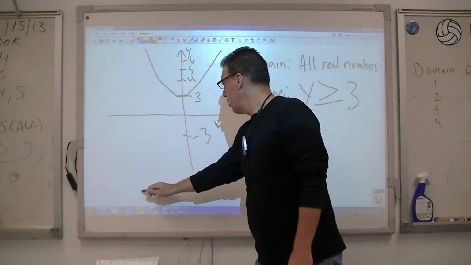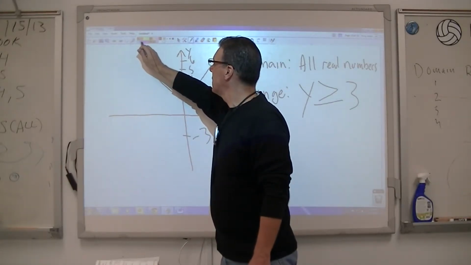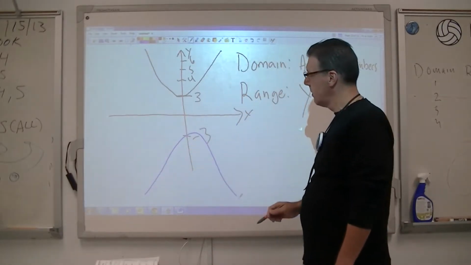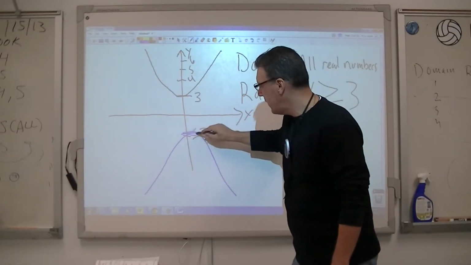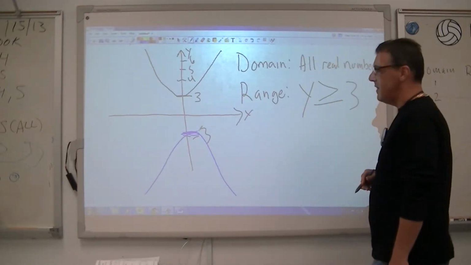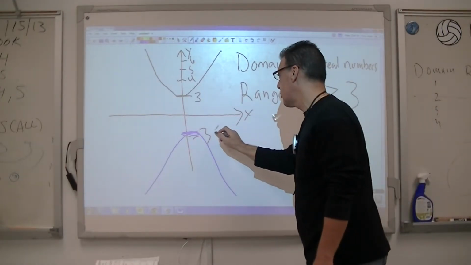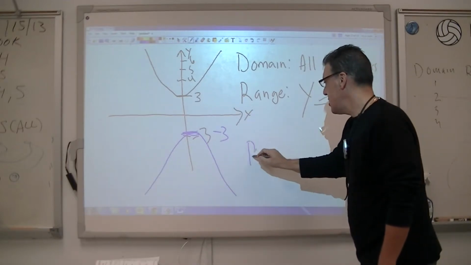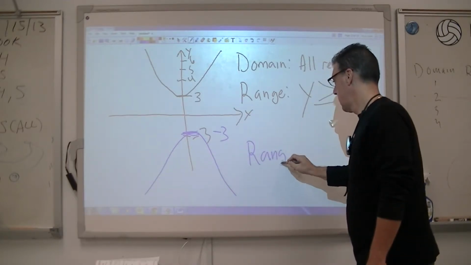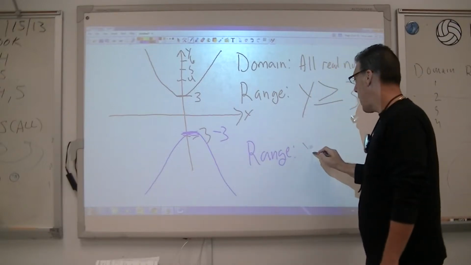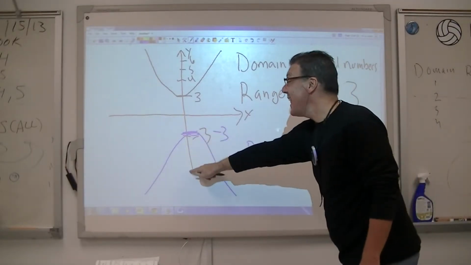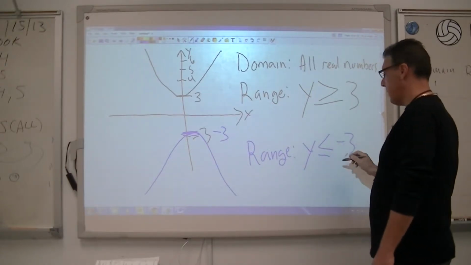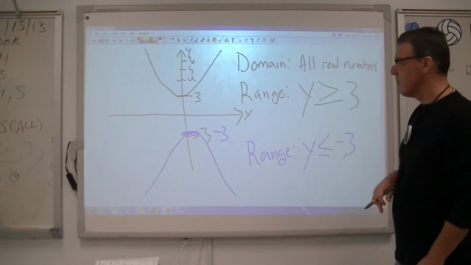If we were to go the other way, let's pick another color just to clear things up. And we had a parabola that did this. And again, let's just assume that it did right over there at -3. That would be -3. Well then, for this one, the range would be y, and the y's that are less than or equal to -3. All the y's that are less than.